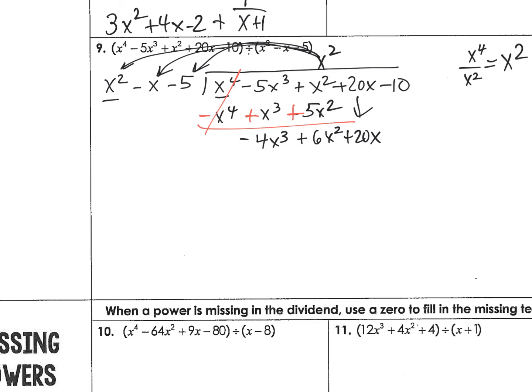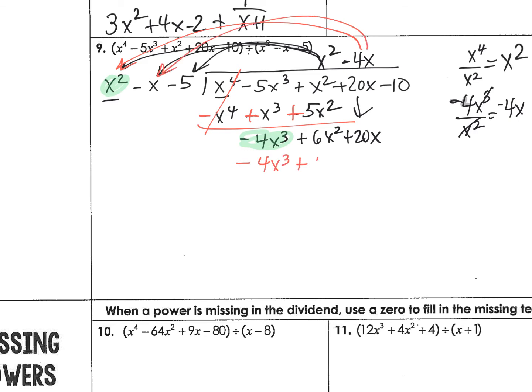So now we're going to do this term and this term. So negative 4x cubed divided by x squared. Cubed and the squared go away. We're left with negative 4x. So that goes here. And now we're going to do negative 4x times x squared, negative 4x cubed. Negative 4x times negative x is plus 4x squared. And negative 4x times negative 5 is plus 20x.